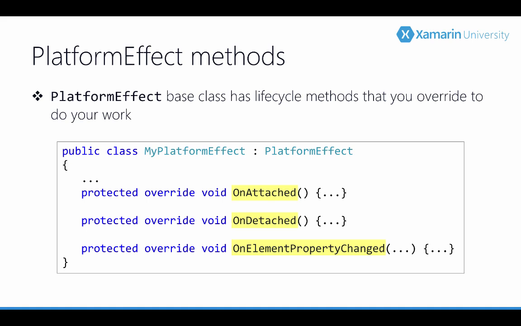OnAttached gets called when the effect has been added to an element. OnDetached is called when the effect is removed. And the optional OnElementPropertyChanged is called when a property is changed on the Xamarin.Forms element or the native control.